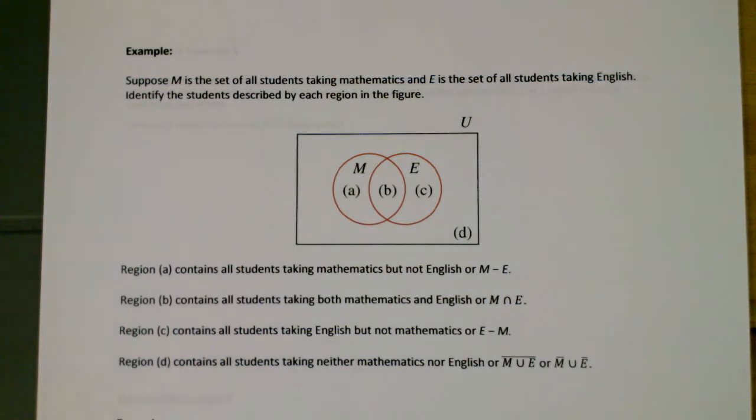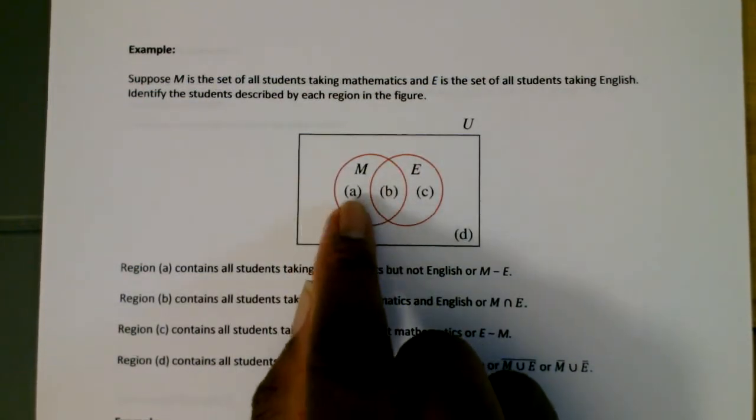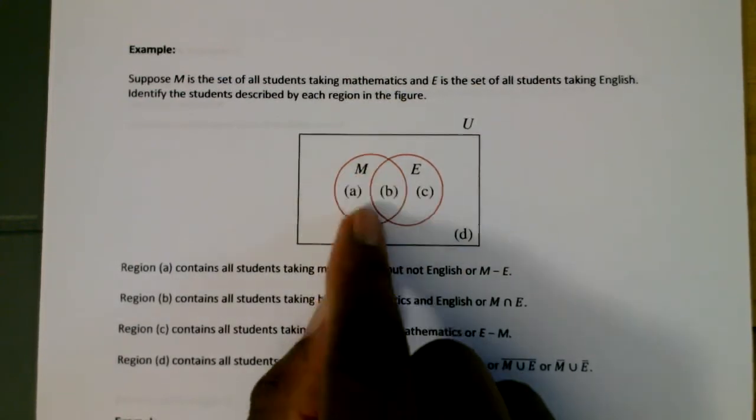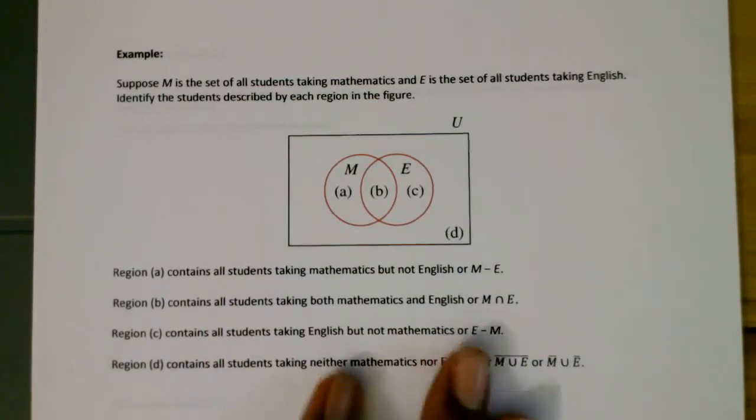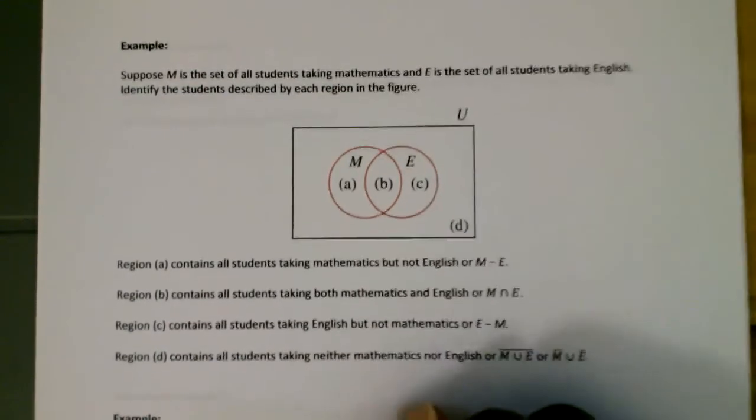Let's say M is the set of all students taking mathematics and E is the set of all students taking English. Identify the students described by each region in the figure. Okay, so here is that universal set, and each part is labeled A, B, C, and D. This is region A right here. This contains all students taking mathematics but not English, or we can say the complement of E relative to M.